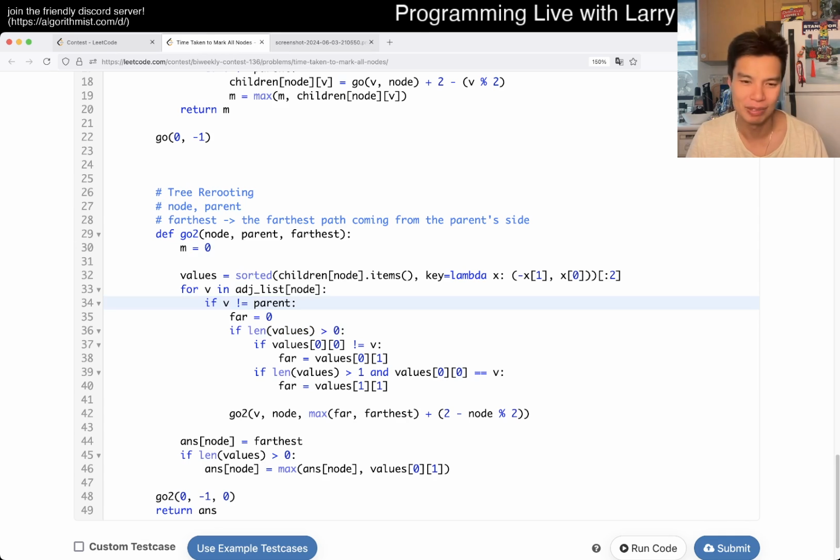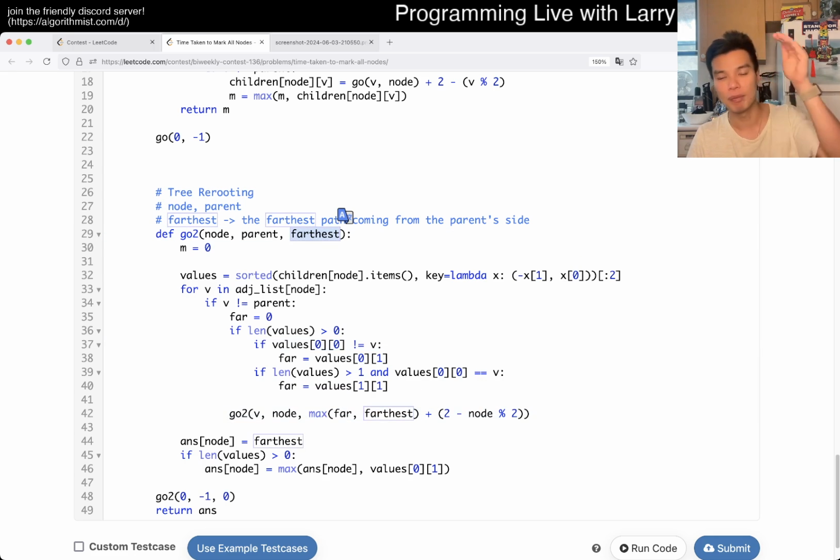I don't know why I wrote it this way. I guess I just didn't want to think during the contest. But yeah, if the node is not V, then we can take this one for the max. If the node is equal to V, and we have a second child, then we take the furthest here, right? And that's basically the idea. We take the max or the second max, depending on whether the max is the current child that we're going down. And also we just max it by the furthest, right? Because that's the incoming parent, so it could also be the parent as well.